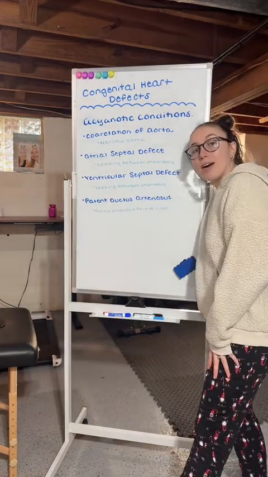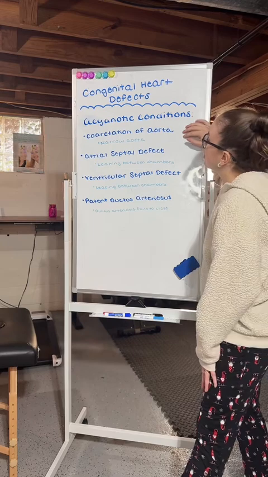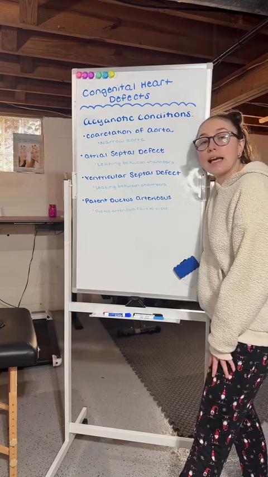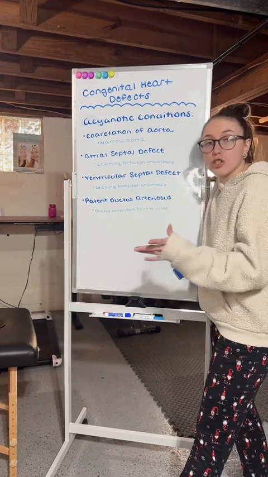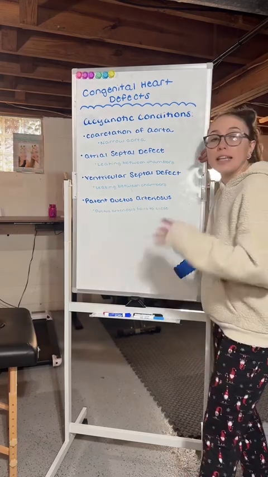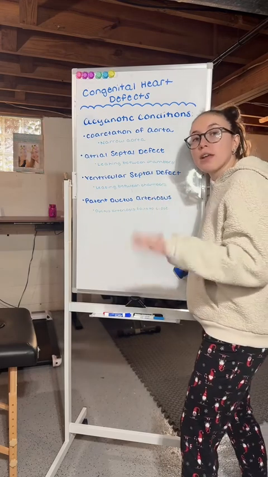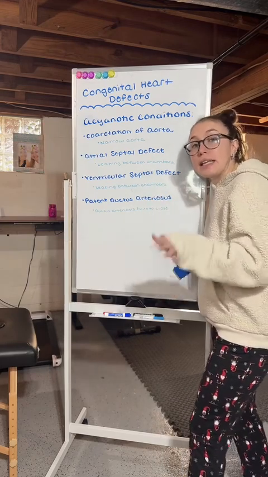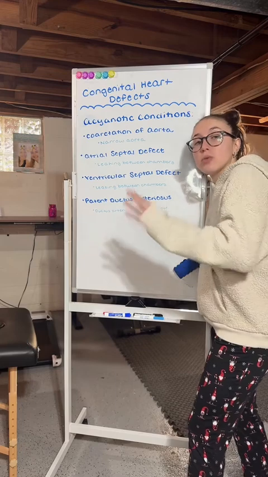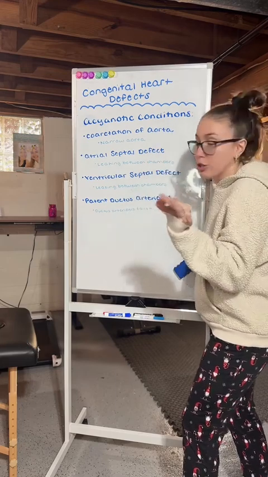Next, I'm going to talk about acyanotic congenital heart defects. The first one is coarctation of the aorta, and this simply means that the aorta is narrower than what it should be. The next one is the atrial septal defect. So exactly what it says, this is a defect of the atria, the two upper chambers of the heart. With this defect, we're going to actually see some leaking between the two chambers, so we're going to have oxygenated blood flowing into where the deoxygenated blood should be.